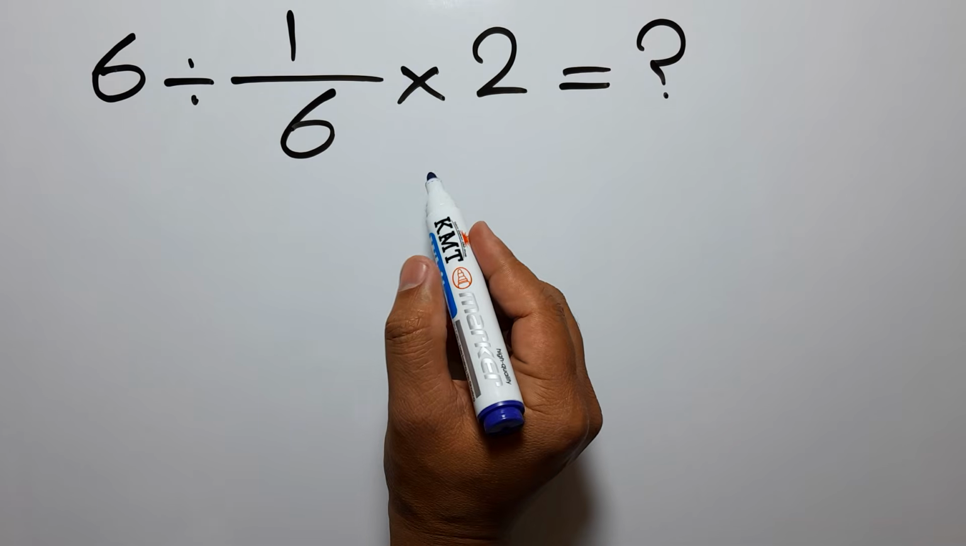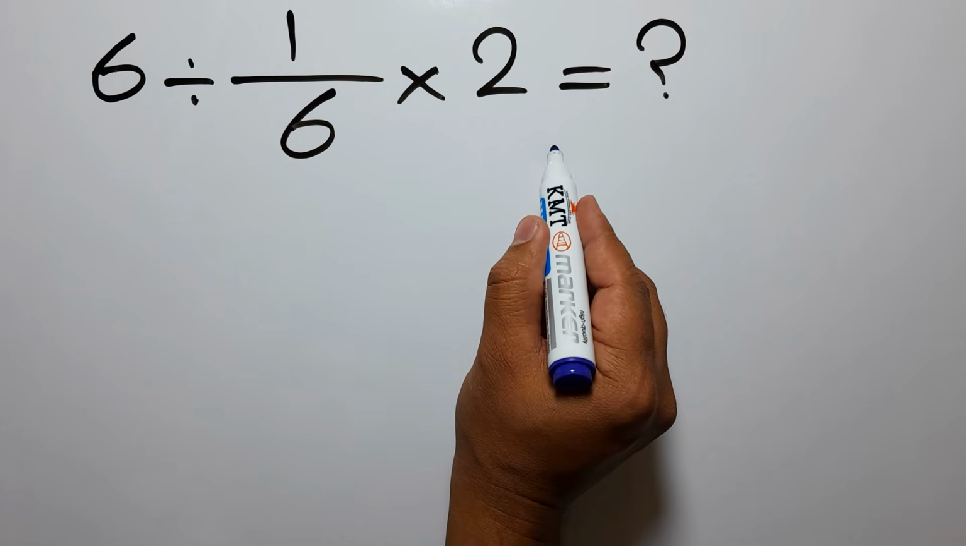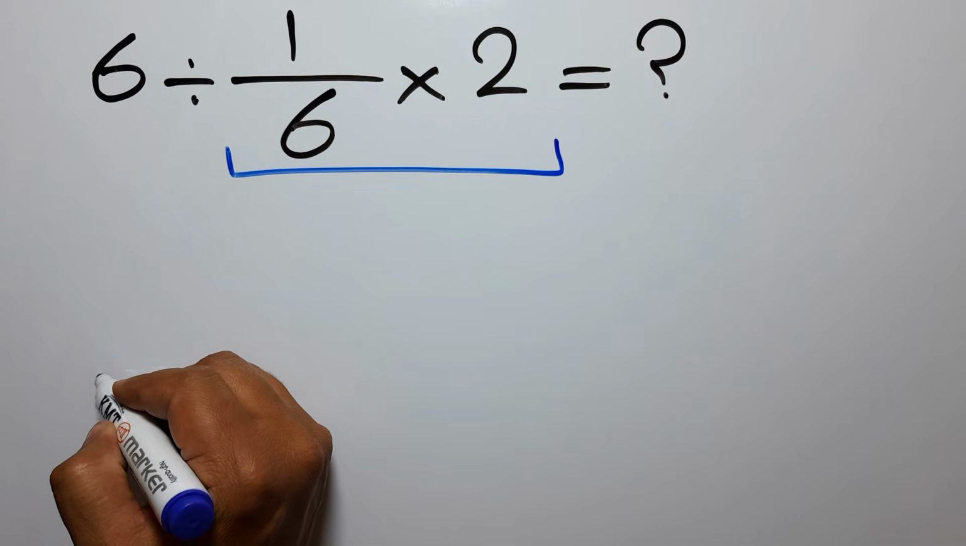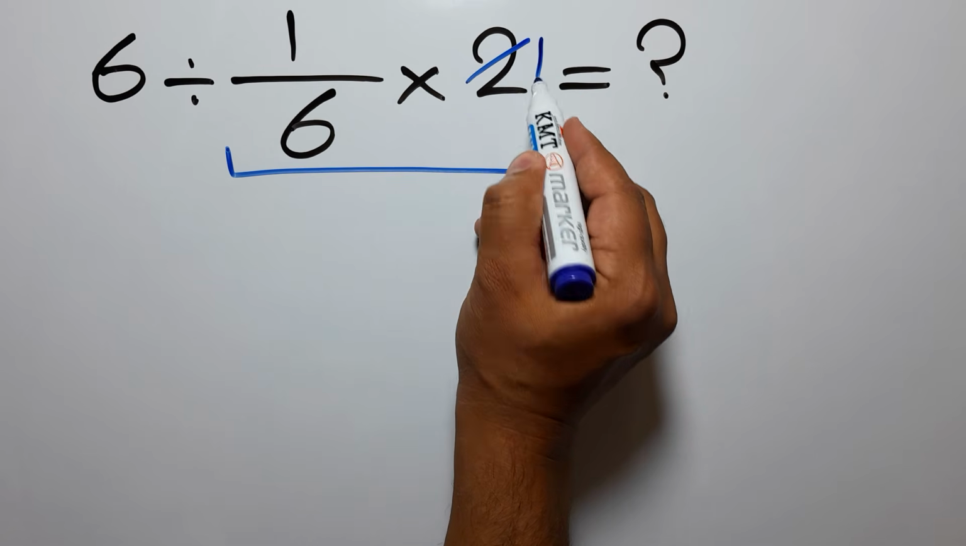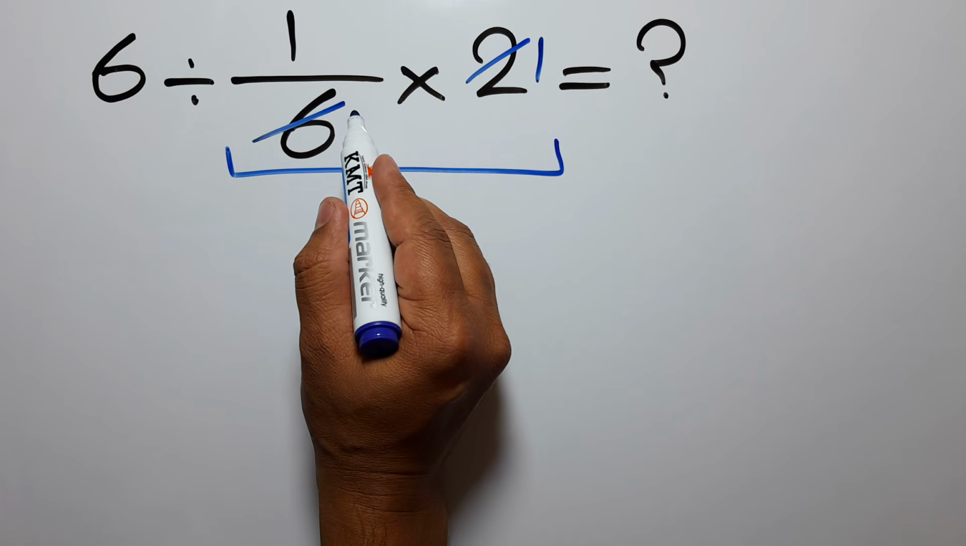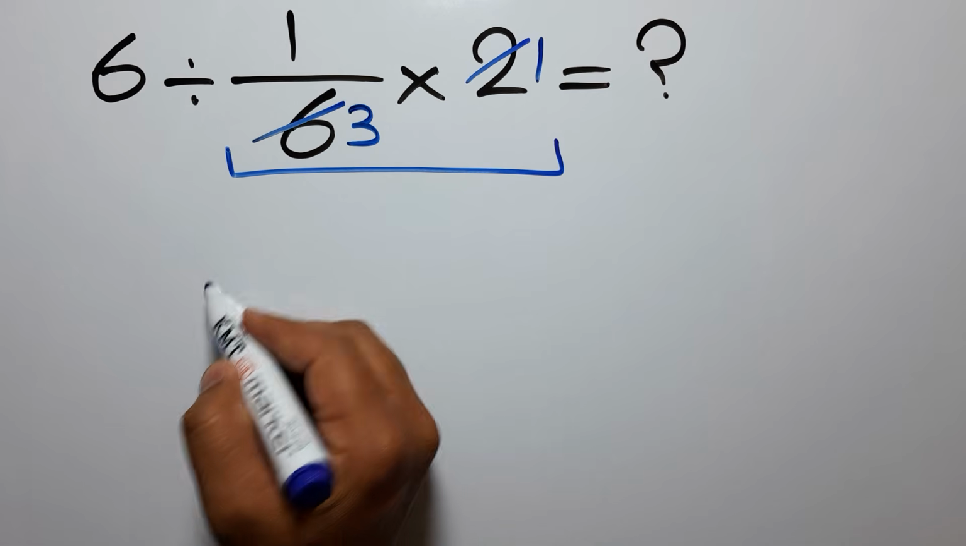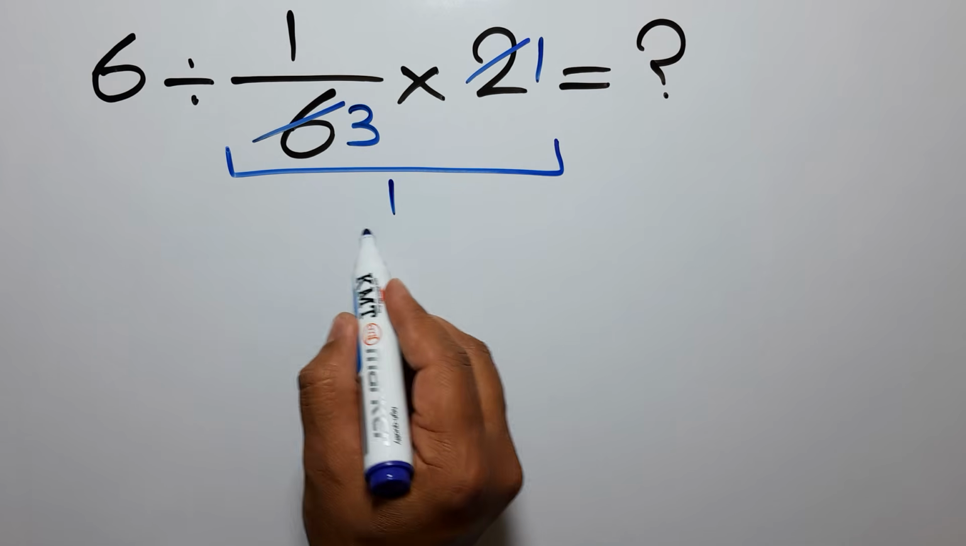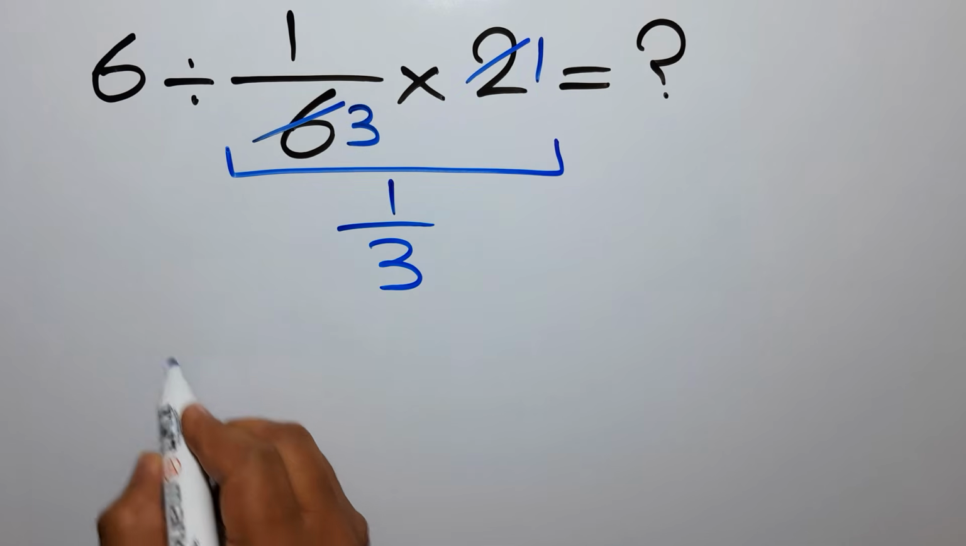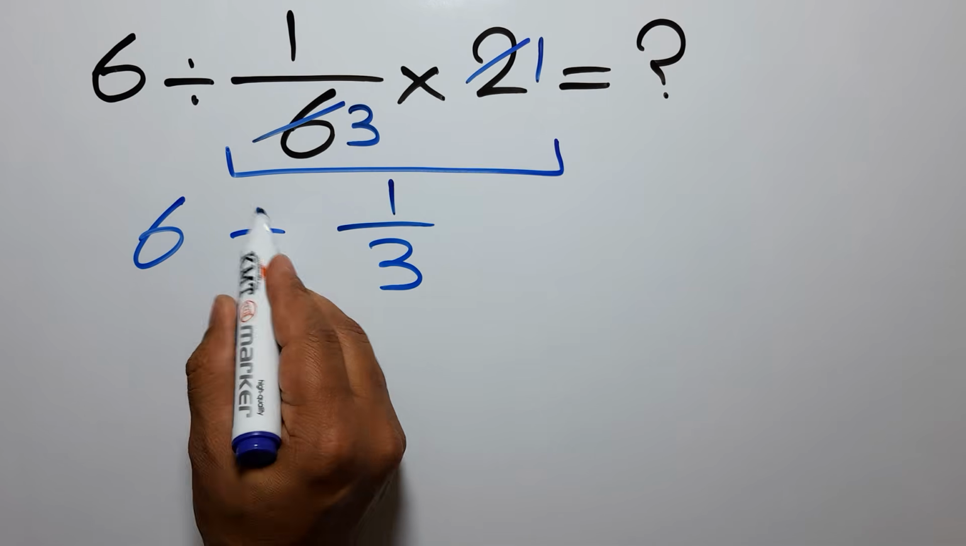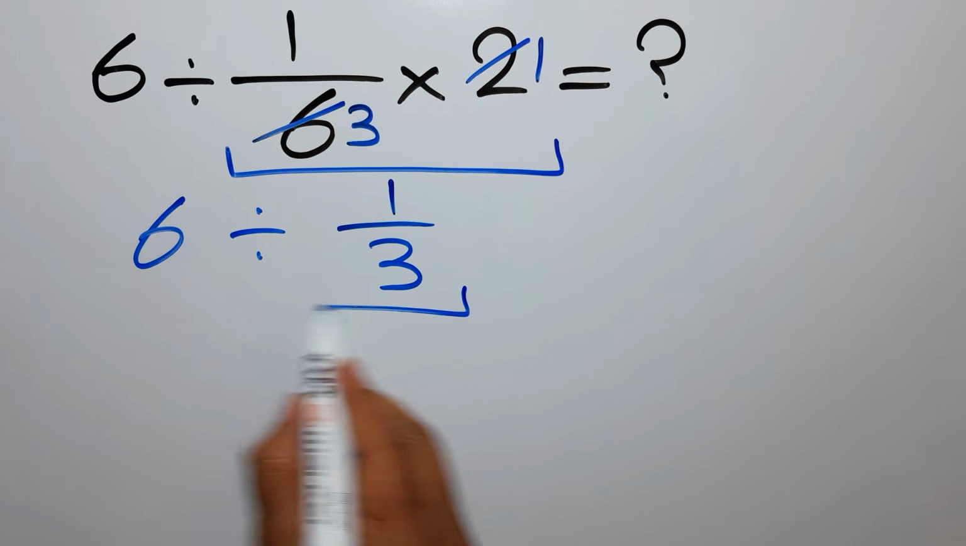First, we do this multiplication. 1 over 6 times 2. 2 divided by 2 gives us 1, and 6 divided by 2 equals 3. So here we have just 1 over 3. So we have 6 divided by 1 over 3.